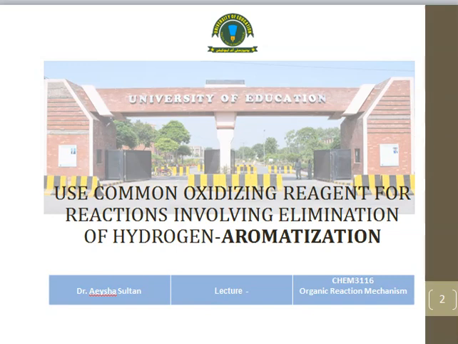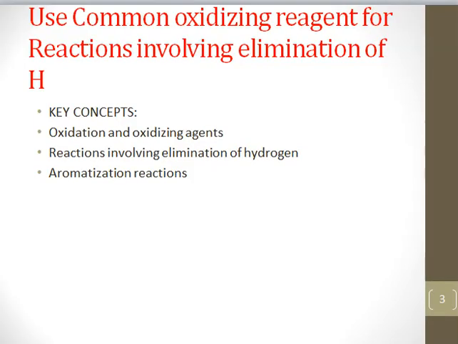So today, in connection with the lectures on the course of organic reaction mechanism, we will discuss the aromatization process. In this lecture we will consider which common oxidizing agents are used for elimination of hydrogen, resulting in formation of aromatic compounds. The key concepts we will discuss are oxidation and oxidizing agent, what reactions involve elimination of hydrogen, and how we can carry out the aromatization reaction.